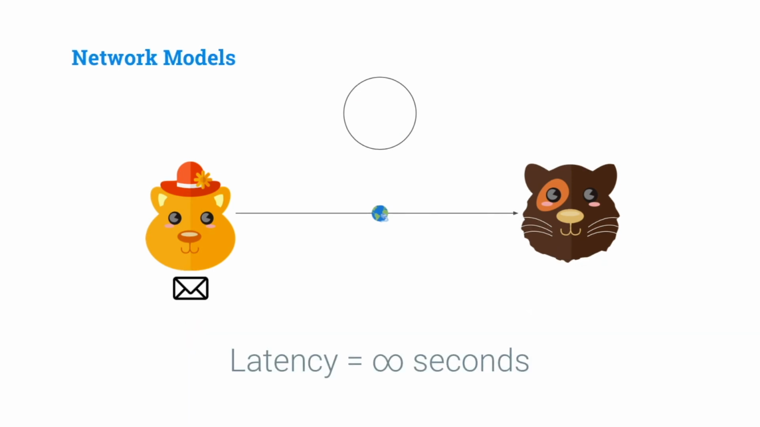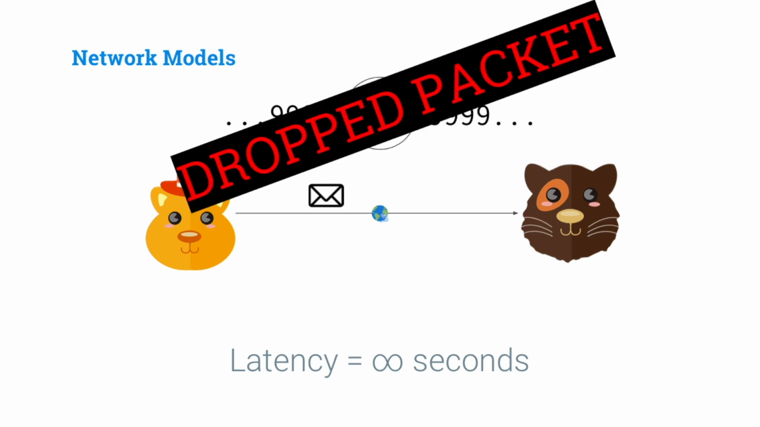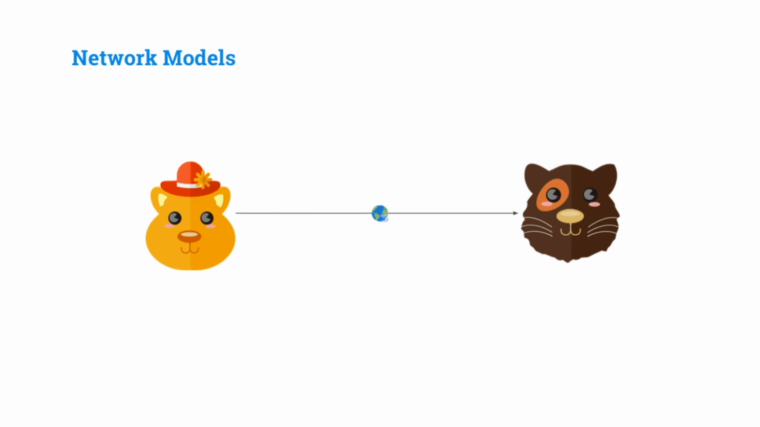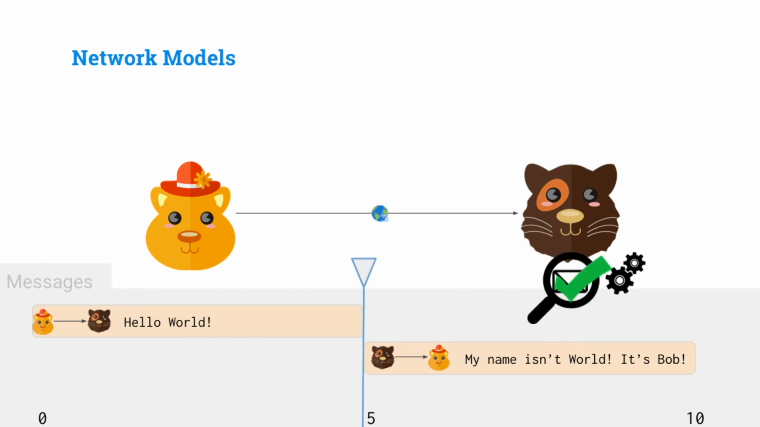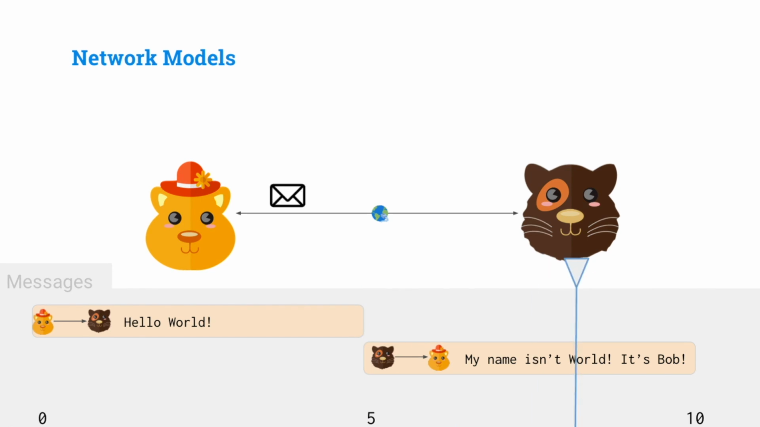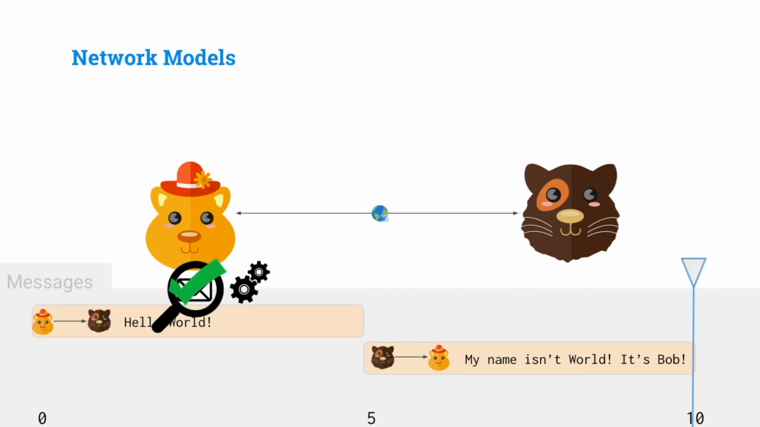Now if latency is equal to infinite seconds, well, we can just wait. Oh, that's really just a dropped packet. And so we can do this kind of timeline where we show Alice sending a message, "hello world," and Bob receiving it, saying, "my name isn't world, it's Bob." So Alice sends the message, Bob reads the message, and now that Bob has read it, returns with "my name isn't world, it's Bob," and Alice reads the message. So this is a way that we can model our network messages going through, and it took a grand total of 10 seconds.